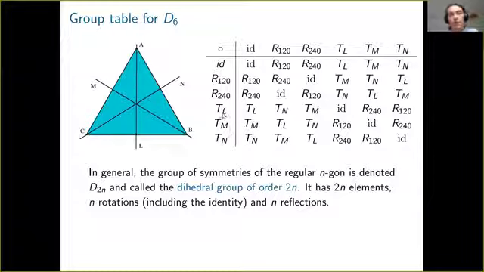So for example, if we do TL after rotation through 120, we get the TN here in the table. If we compose the same pair of elements in the opposite order, rotation through 120 after TL, we get a different element, we get TM.